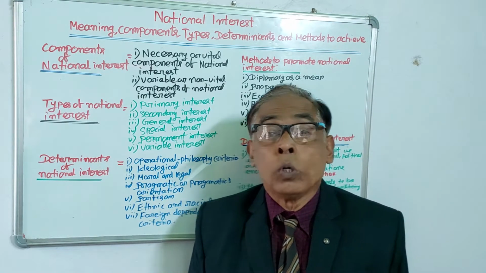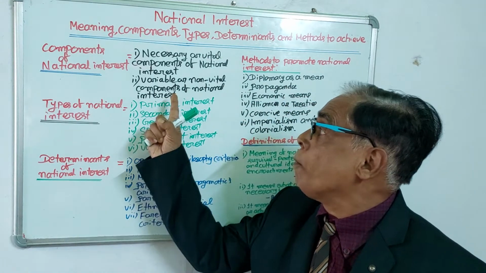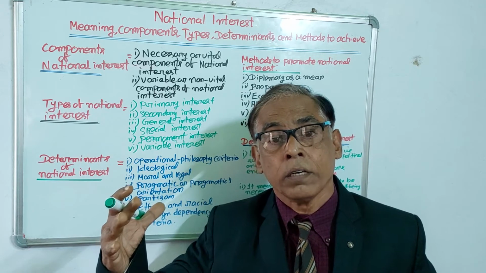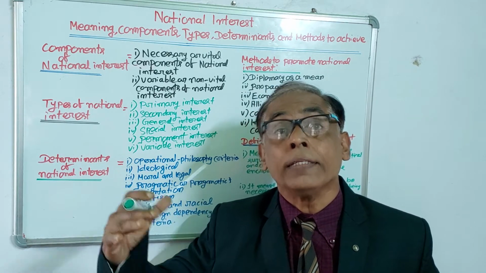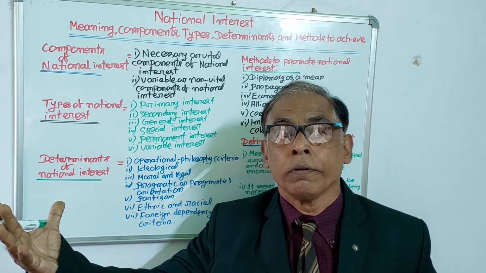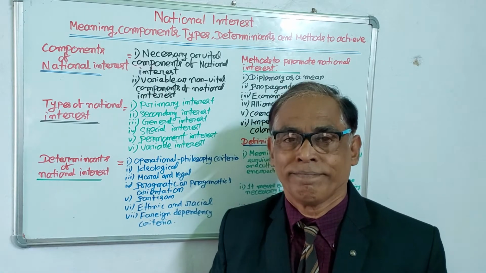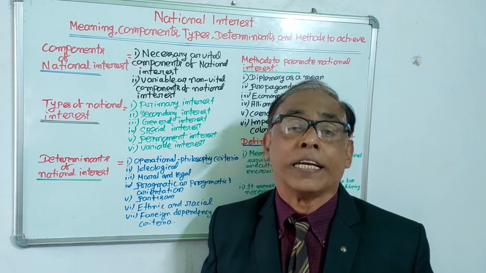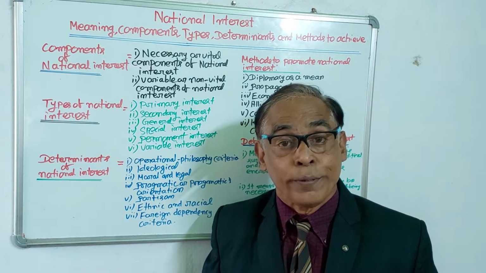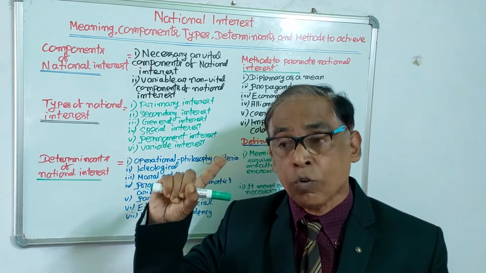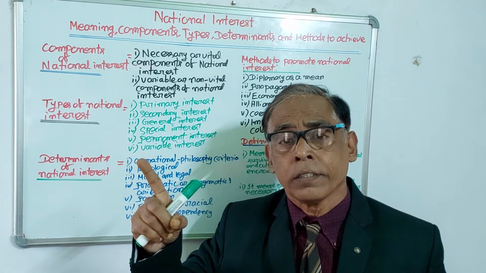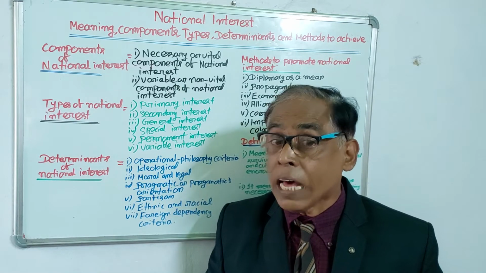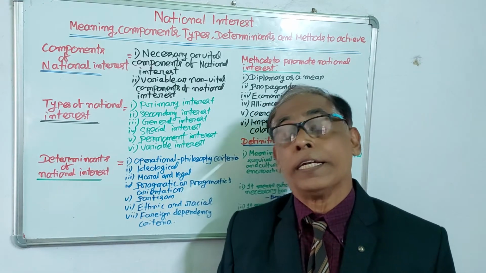And number two, the non-vital or variable component of national interest. It means there are certain things which a nation may sacrifice. It may not go for war. Okay, viewers, so till now we have discussed what national interest is and its two components. Now we'll see types of national interest.